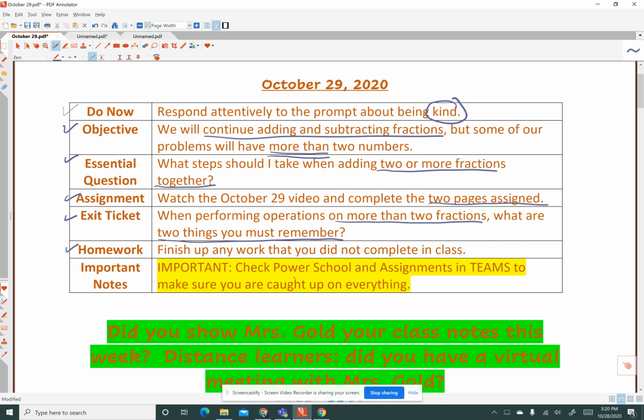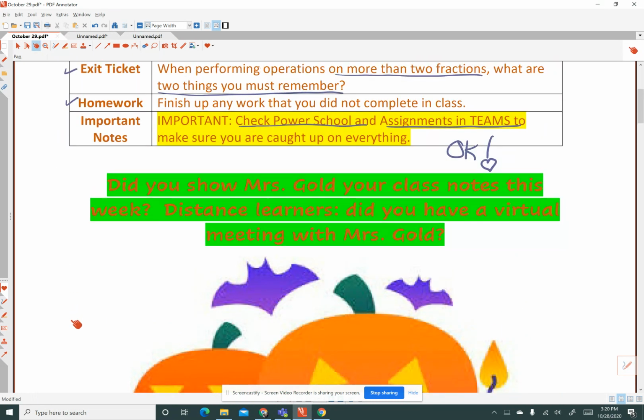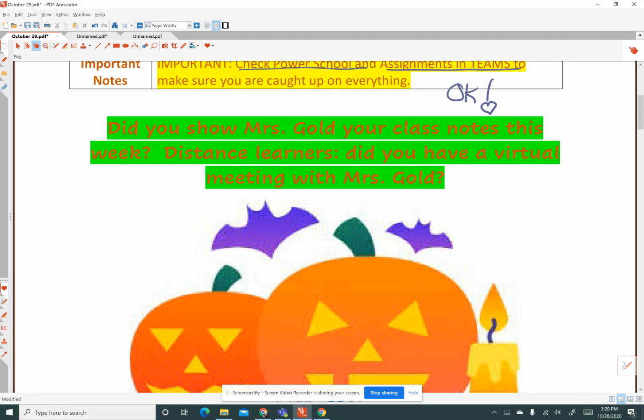Remember to check PowerSchool and assignments in Teams to make sure you are caught up on everything, because you want to be A-OK. And just a little note I have for you is I want you to think about whether you have remembered to show me your notes this week. It's all about the notes. That's where we do the work in math class, in the notes. Our do now and our exit, we can always type a sentence or two or answer those questions in Teams, but really we need to show our work in math.